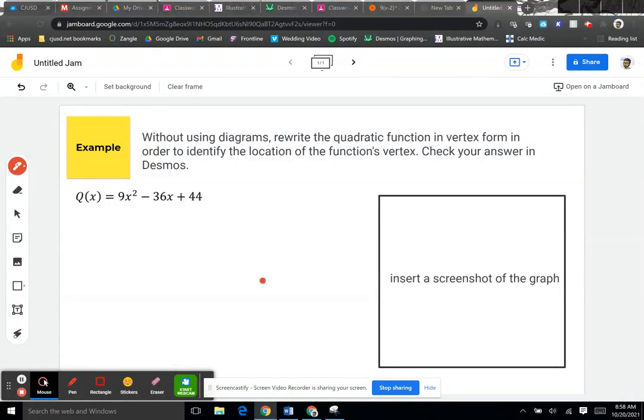So for this one, we're not going to use diagrams. What we're going to do is rewrite the quadratic function in vertex form in order to identify the location of the function's vertex. And we'll just check our answer in Desmos, make sure that we have the same vertex.